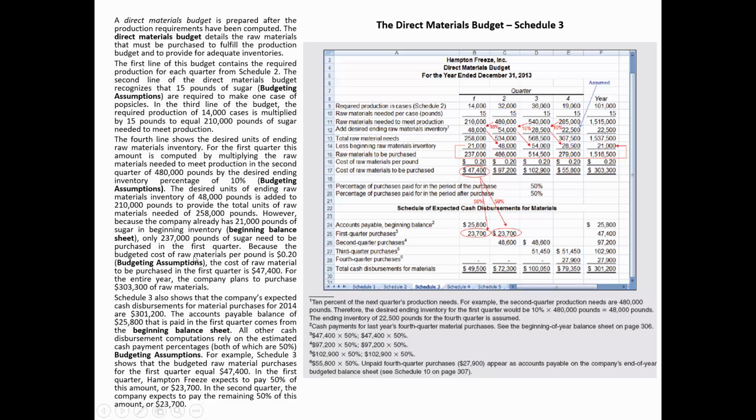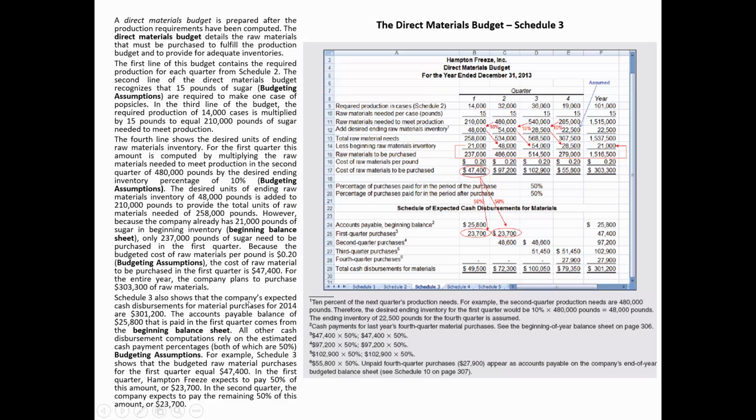Because the budgeted cost of raw materials per pound is 20 cents, the cost of raw materials to be purchased in the first quarter is $47,400. For the entire year, the company plans to purchase $303,300 of raw materials. So that's adding up each one of these quarters to $303,300. And because, again, beginning raw materials inventory is a balance sheet item, this is going to come around and be part of the year's column, the beginning balance that was on hand.